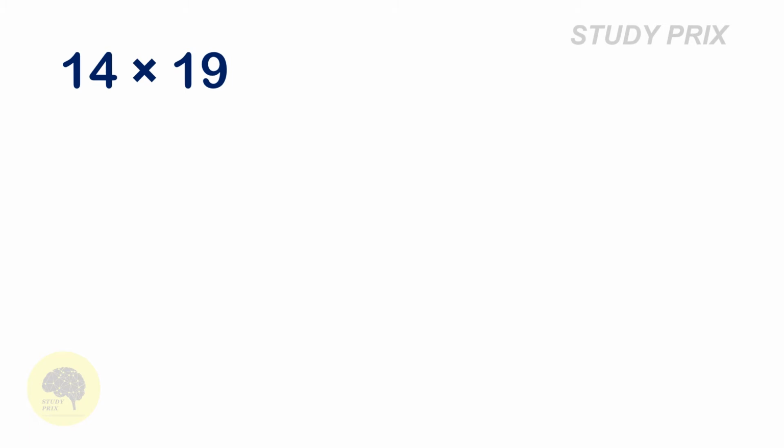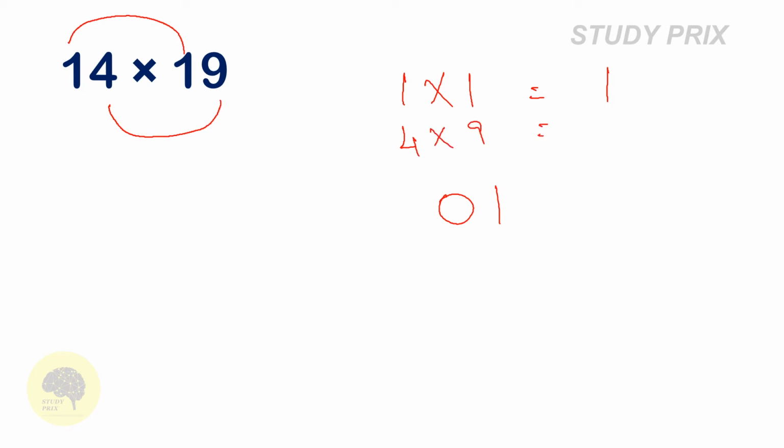Let's solve another couple of sums to understand the concept more clearly. The question given here is the multiplication of 14 and 19. The first step we have to do is the multiplication of tens place with another tens place, which is 1 into 1, which gives 1. We have to write the 1 as 01, and the ones place with another ones place, which is 4 into 9, which gives 36.